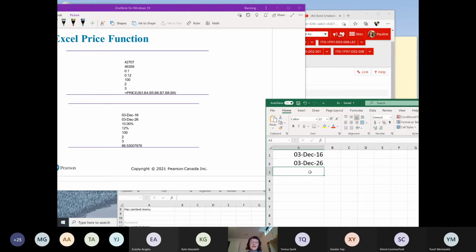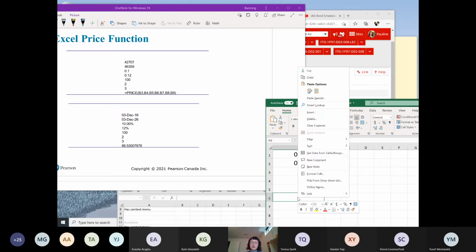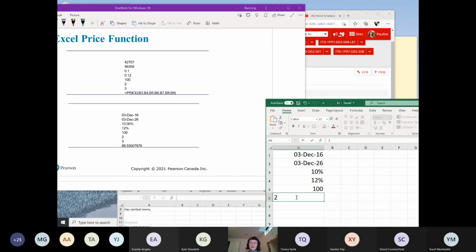Okay. And then you type in the bond rate, which is given as 10%, and the market rate, 12%. And when you use Excel, you use face value 100. Okay. And then 2 means in 1 year you get 2 interest payments. Okay. And 3 is the basis.